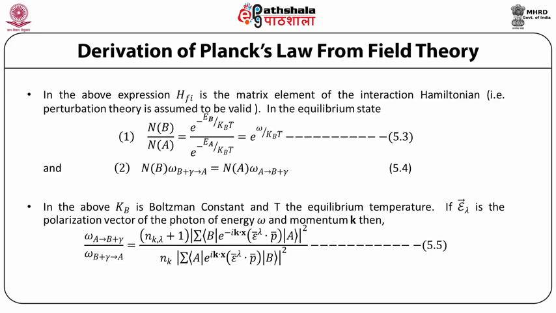If epsilon lambda is the polarization vector of the photon of energy omega and momentum k, then the transition probability for A going to B plus gamma divided by the transition probability for B plus gamma going to A is given by (n_k lambda plus 1) divided by n_k lambda into the summation of the matrix element squared of exponential minus ikx into epsilon dot p divided by the same quantity, the matrix element for exponential plus ikx into epsilon lambda into p, given in equation 5.5.